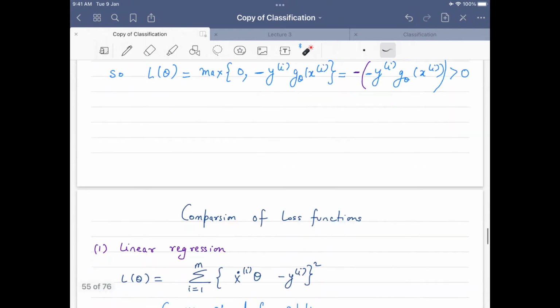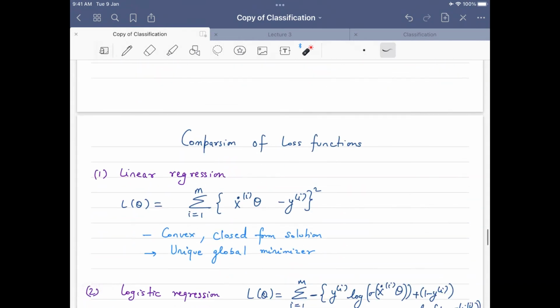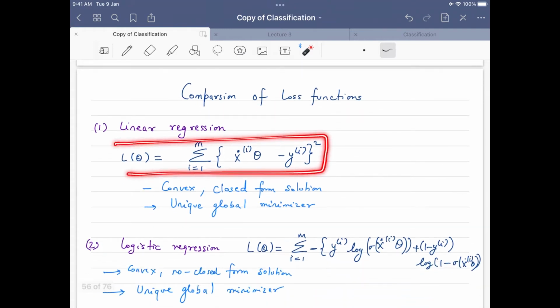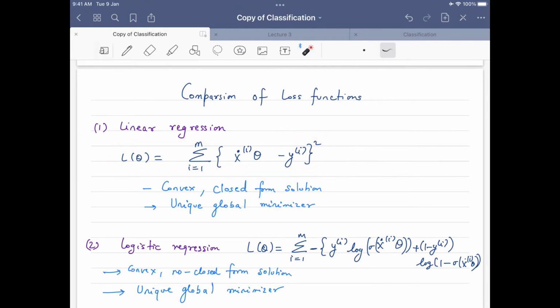Now that we have this, let us compare the loss functions which we had earlier. This is the linear regression cost function which we already had last time. You must have seen this. Its properties are that it is convex, it has a closed form solution, and it has a unique global minimizer, which we have already seen so many times.